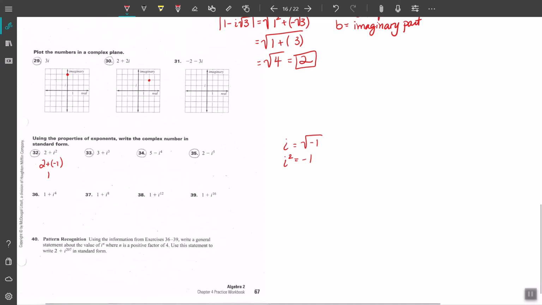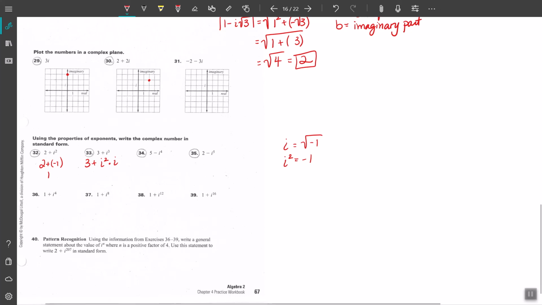In 33, we have 3 plus i cubed. Now, we can just forget about that real part of the number for a moment, and we can rewrite i cubed using our properties of exponents. We can rewrite it as a product of i squared and i, right? Because when we multiply exponents together, as long as the base is the same, we rewrite the base, and then we add the exponents together. Okay, we can do the same thing when we separate them out.